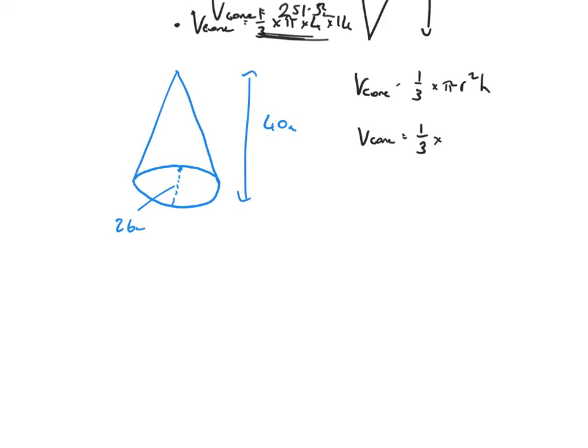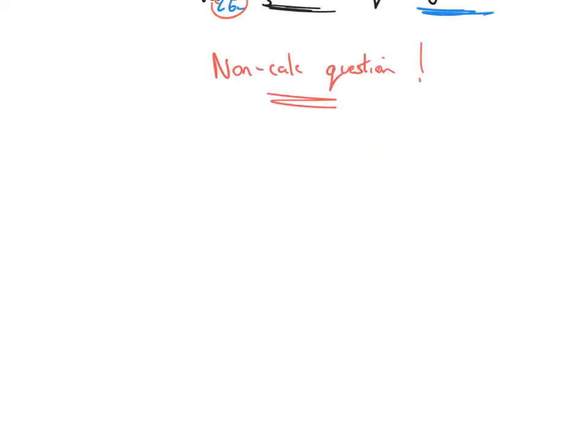So 1/3 times pi times r squared times h. Remember, squaring something is just multiplying it by itself. So it's 1/3 times pi times, let's just be careful at this point. The diameter of the circle is 26, so I need to half that to get the radius, and the radius will be 13, so it's 13 squared times the height of the shape, which is 40. Okay, and enter that into the calculator, and that will give me 7,079.1 cubic centimetres to one decimal place. Okay, let's quickly proceed on to a non-calculator question.